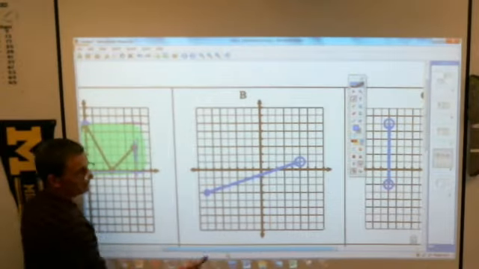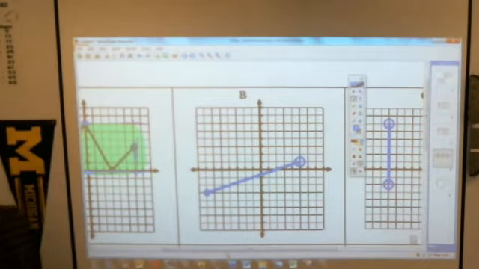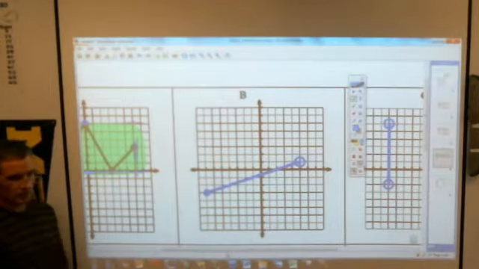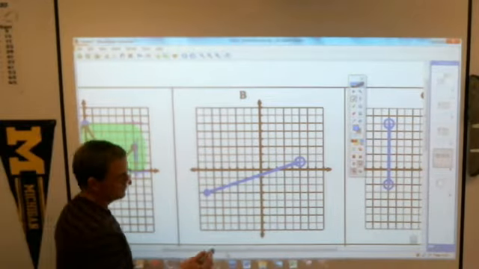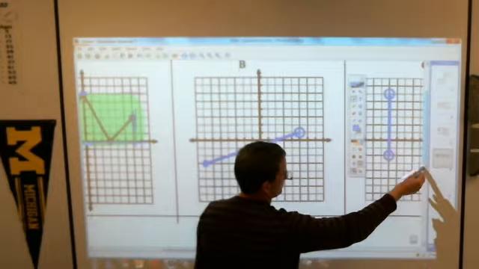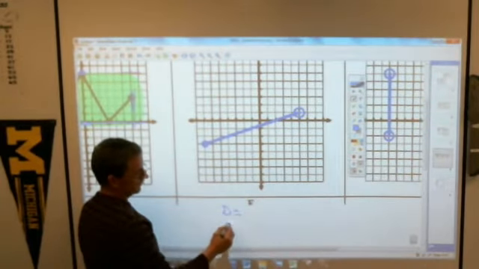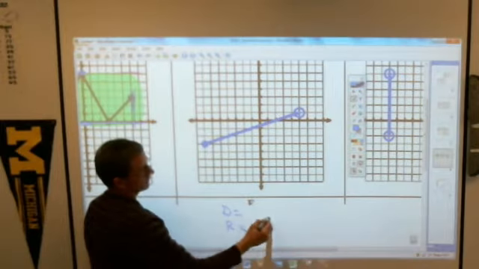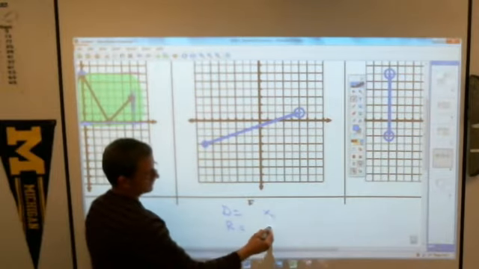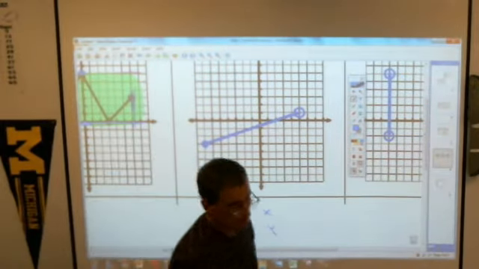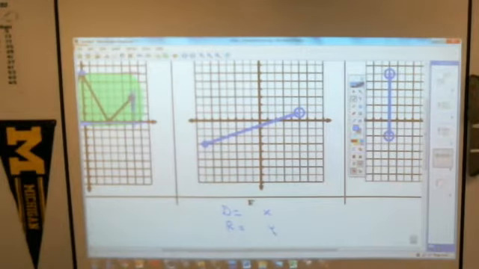Letter B, you give me the domain and range for letter B. You tell me what you think the domain and the range for letter B are. Domain equals, range equals. I'm guessing it's going to have an x and a y in the middle of it. x and y.